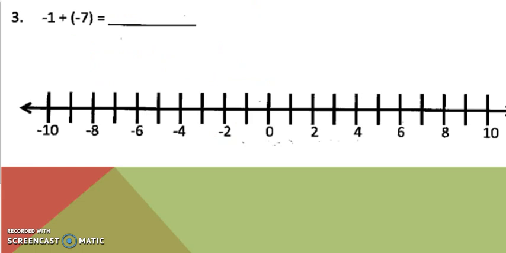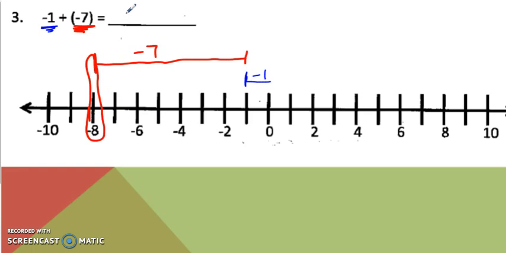And the last number line example that we are going to do is negative 1 plus negative 7. Negative 1 is our starting point. That's our first number listed, so we will go to the left 1 since it is negative. From there, we are going to go negative 7 spaces. So that is another 7 spaces to the left since it's negative. 1, 2, 3, 4, 5, 6, 7. There's our negative 7, and we end at negative 8.